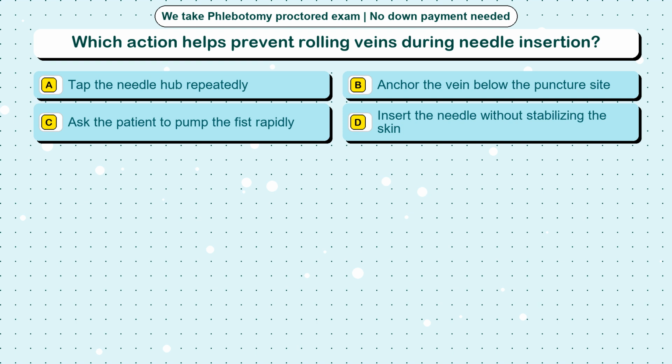Option A. Tap the needle hub repeatedly. Option B. Anchor the vein below the puncture site. Option C. Ask the patient to pump the fist rapidly. Option D. Insert the needle without stabilizing the skin.